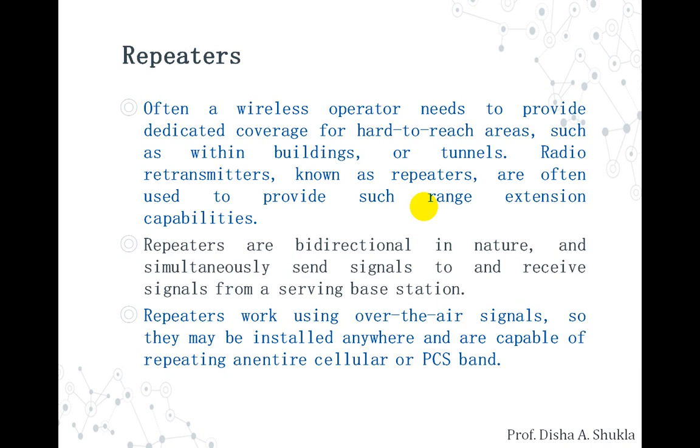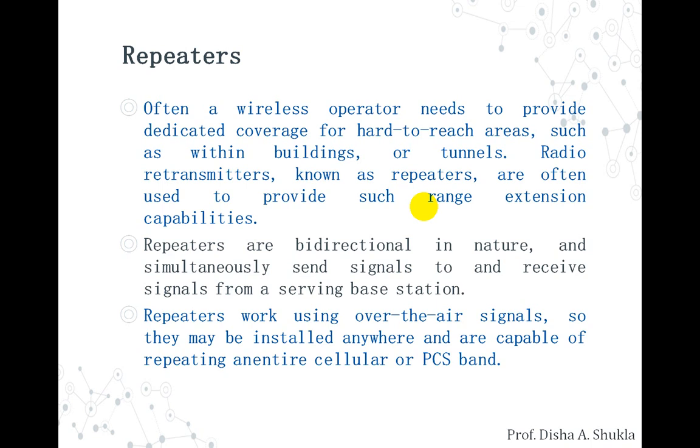So the radio retransmitters that are known as the repeaters are often used to provide such range extension capabilities. So the repeaters that we are discussing, those are the radio retransmitters. What do you mean by the retransmitters? They will be transmitting the whole band again, so they are known as the retransmitters. They will be used to provide such range extension capabilities.